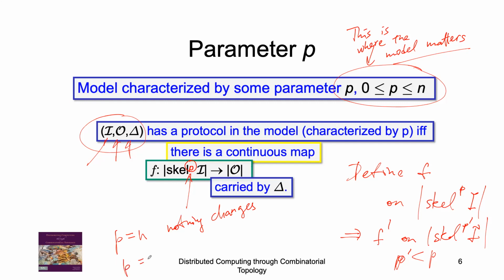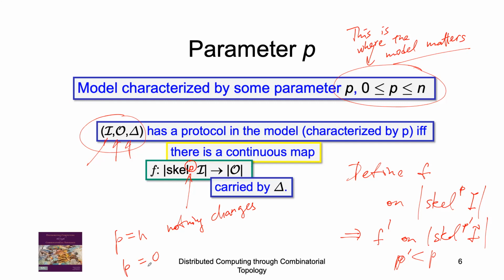Now P equals 0. What does it mean? What is this zero skeleton of I? Instead, vertices of I. Mapping vertices of I continuously and carried by delta is trivial. For individual vertices, any map of vertices to O is continuous. Why? Because vertices have no neighborhoods.